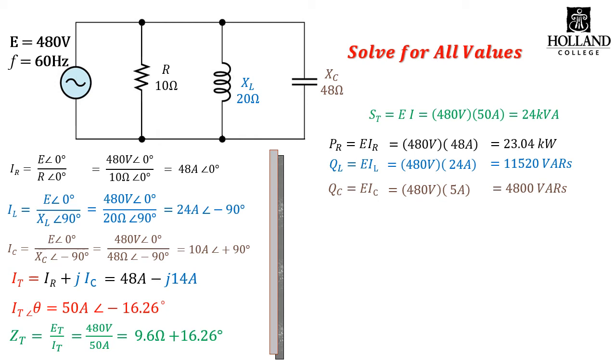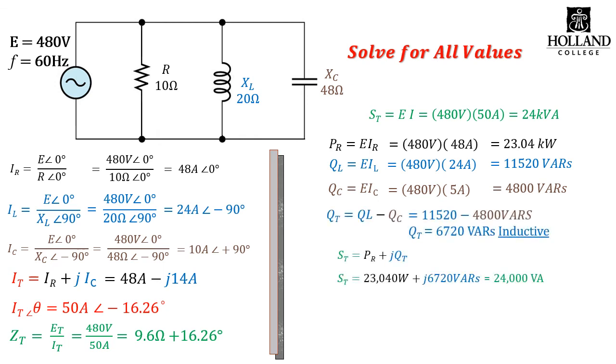Again, we should double check and vector sum our powers together to see if we get back to our total apparent power, where our net reactive power is 6,720 VARs when we take the difference between our inductive power and our capacitive power. And sure enough, when we add that together with our true power, we get back to our 24 kVAs.